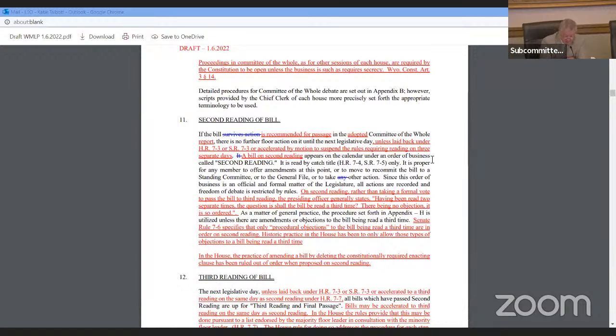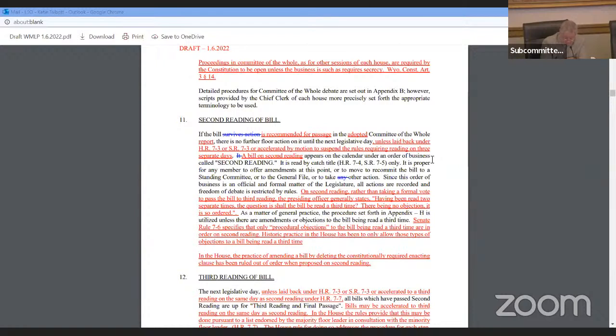And this language in paragraph 11 is just the insertion of the rule that you can lay it back or you can accelerate it by suspending the rules. On second reading, Mr. Chairman, this is the middle of that paragraph 11. Rather than taking a formal vote, this is just what we do. You say it's been read 2 times, question shall be read a 3rd time. You don't have a vote. You just bang the gavel. Being no objection, so ordered.